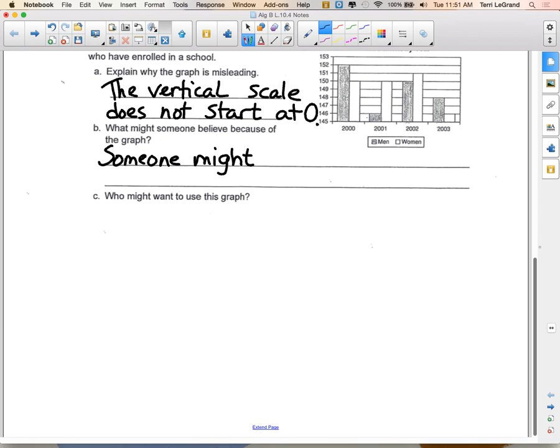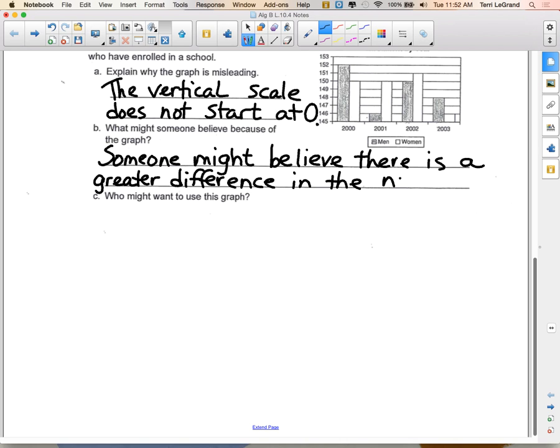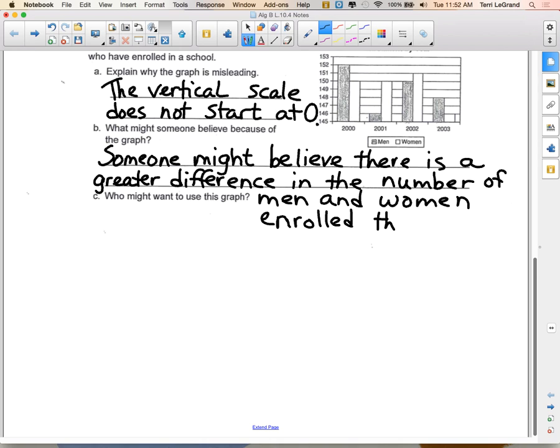someone might believe there is a greater difference in the number of men and women enrolled than there actually is.